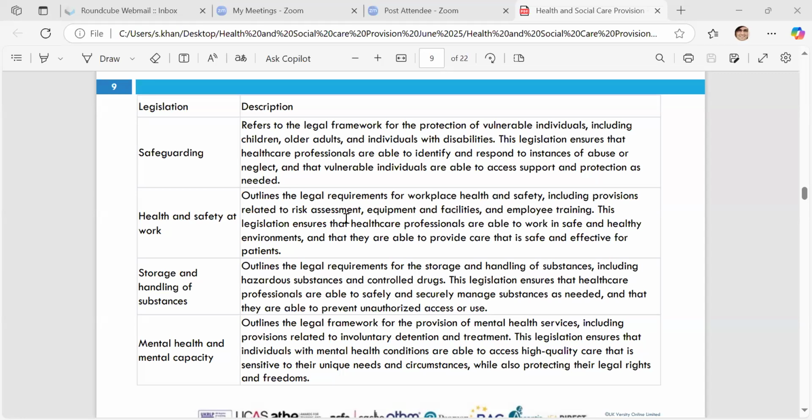Making sure that the workplace is safe, doing risk assessments, making sure they've got training in place and safe working practice. And if they're handling substances, making sure that everything is safe for them. Storage and handling of substances, what we just talked about, making sure the requirements are in place for controlled drugs so that they can be monitored and safely managed as well.